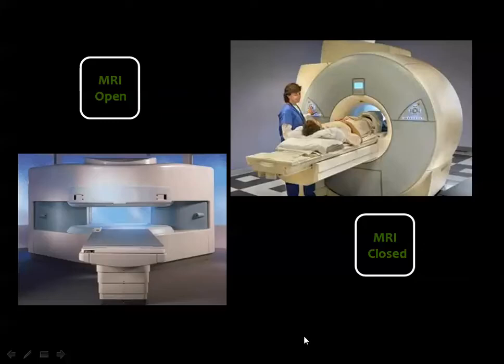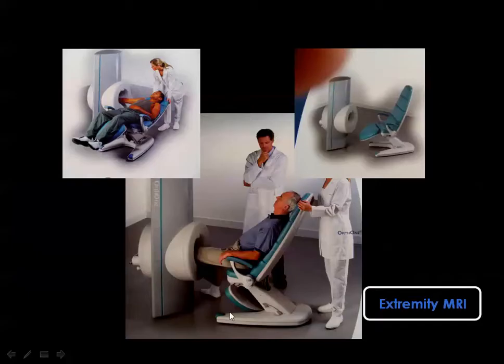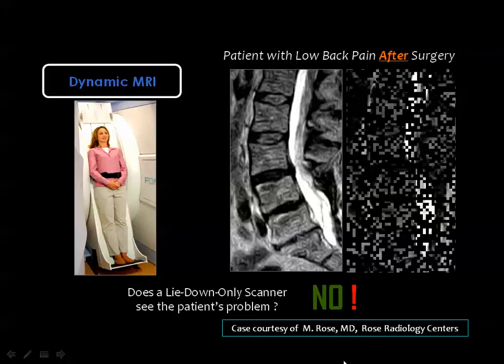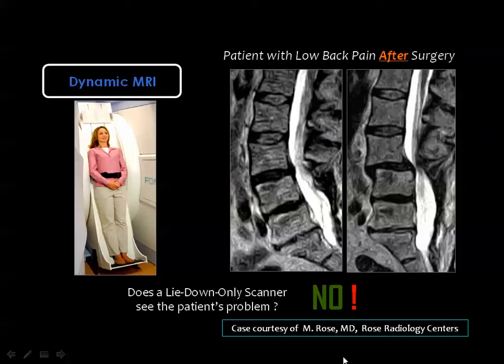Then we came to the role of MRI in evaluation of the spine. And you know, we have different machines: the closed magnet, the open magnet, the extremity magnet, which is not good for the spine, of course, and the dynamic magnet, which is a very good machine for evaluation of the spine, pre and post-operative.